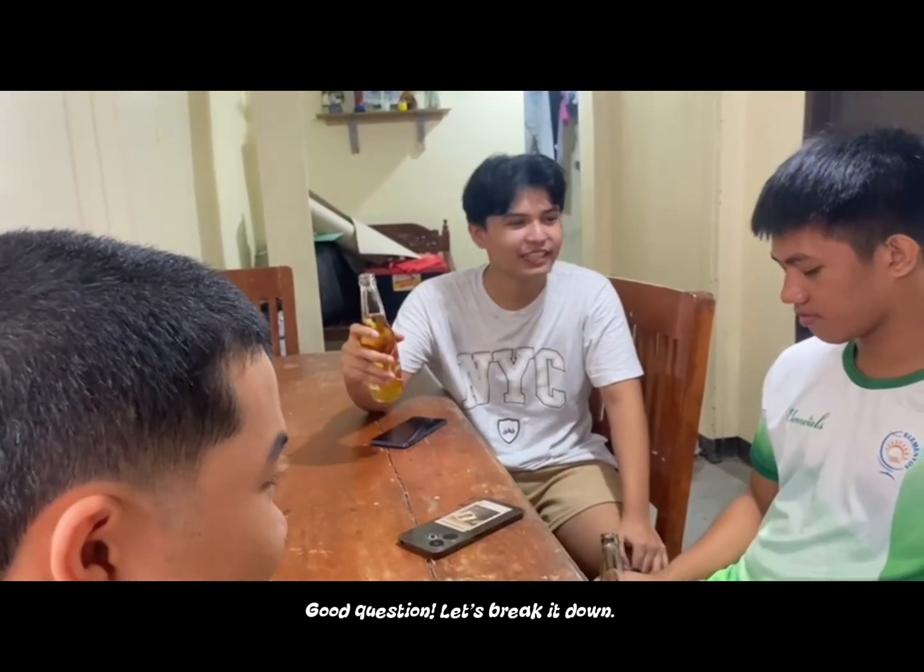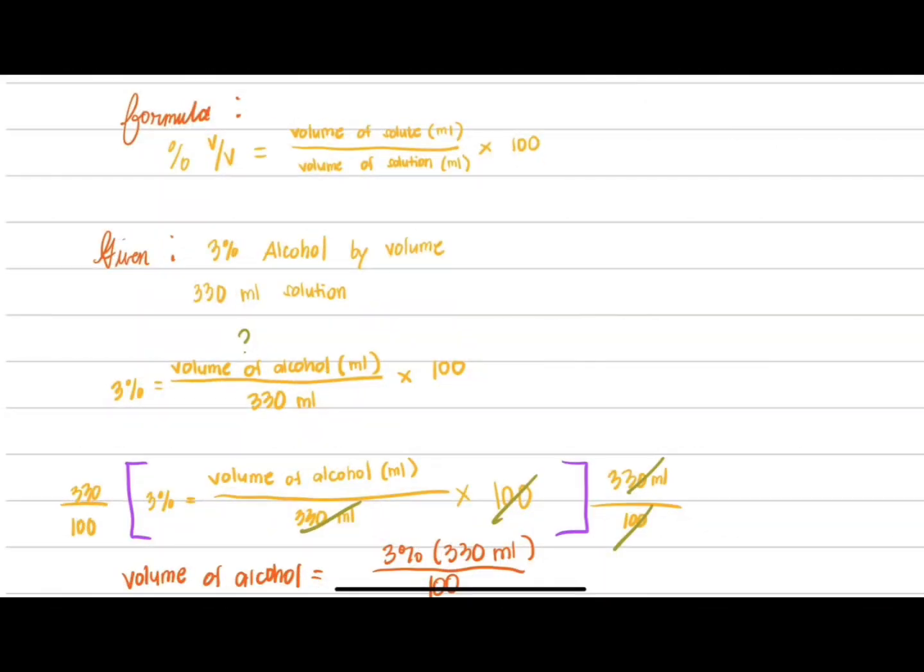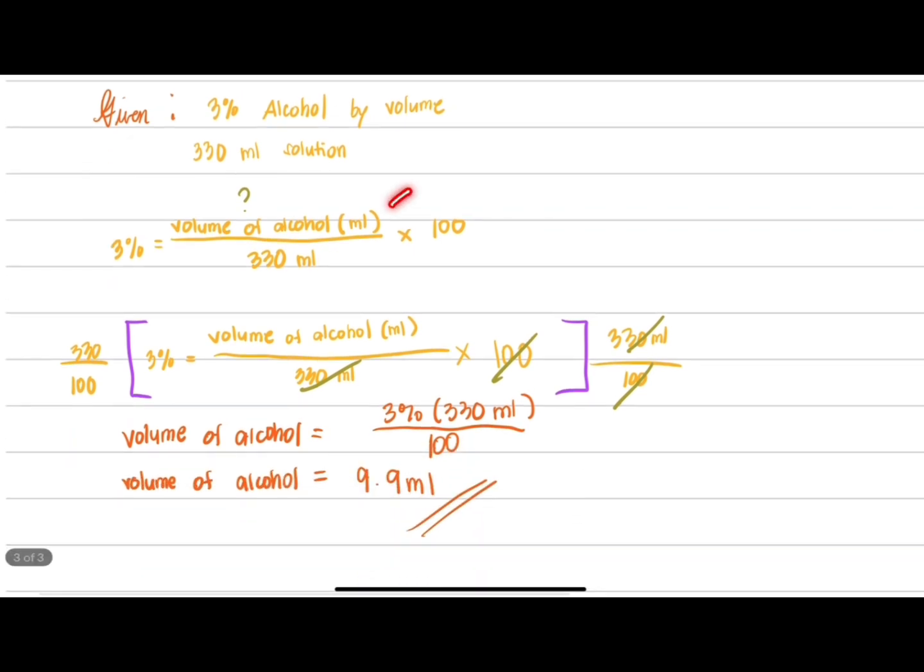Good question. Let's break it down. The formula for percentage by volume is volume over volume equals volume of solute in milliliters over volume of solution in milliliters times 100. So let's say your bottle says 3% alcohol by volume in a 330 mL solution. How much alcohol is there? So 3% is equal to the volume of alcohol over 330 mL of solution times 100.